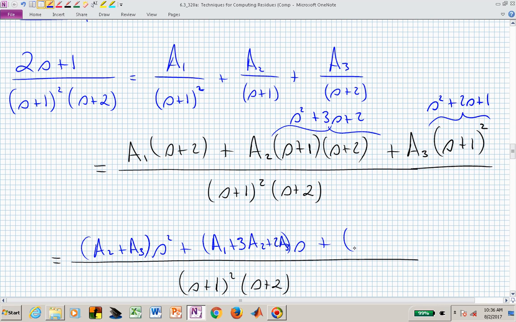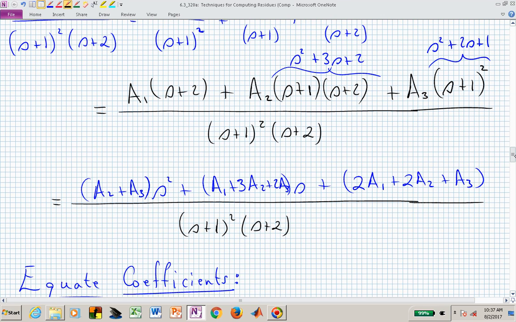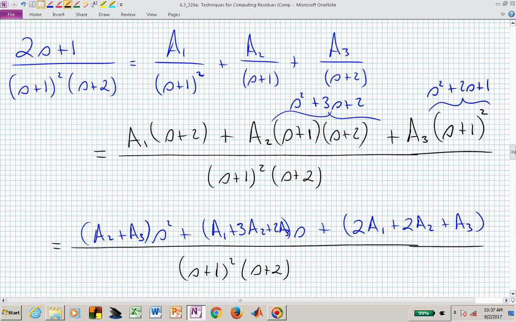And then we have our constant terms. We have a 2a1 plus a 2a sub 2 plus an a sub 3. And those are now all sitting in the numerator, and the left-hand side numerator, 2s plus 1, needs to equal this right-hand side numerator, which is now in terms of these unknown coefficients, a1, a2, and a3. And we can find these unknown coefficients by realizing that on the left there is no s squared coefficients, so that's 0 is equal to a sub 2 plus a sub 3.